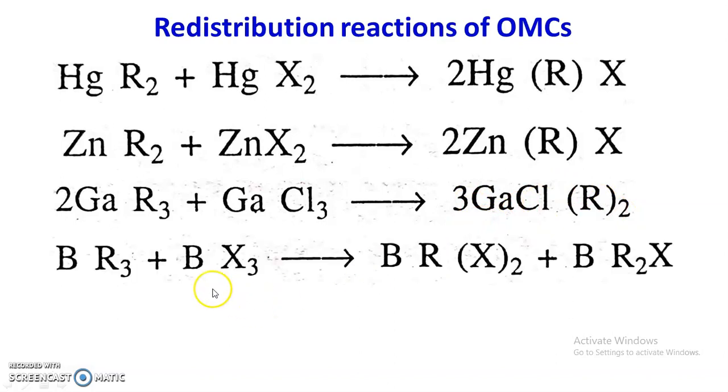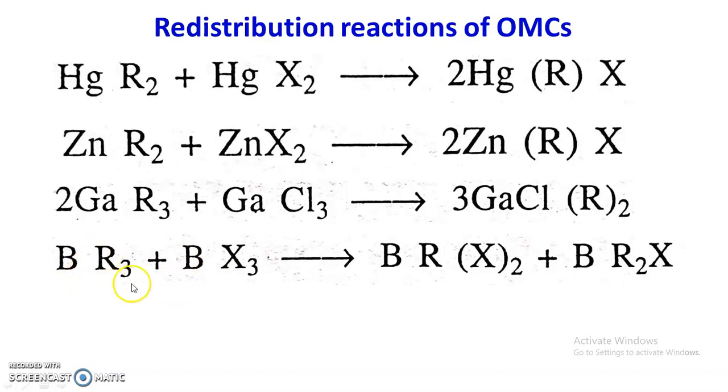This is a new organometallic compound. Another example is when trialkyl boron is mixed with trihalogen boron, where this R is any alkyl or aryl group and X is, of course, it may be fluorine, chlorine or alkoxy group. Especially in case of boron, this X can be fluoride, chloride or alkoxy group.